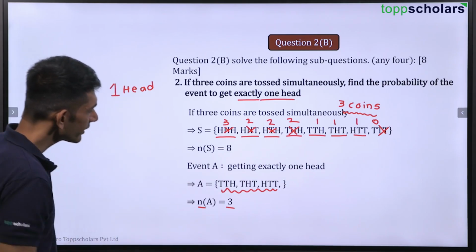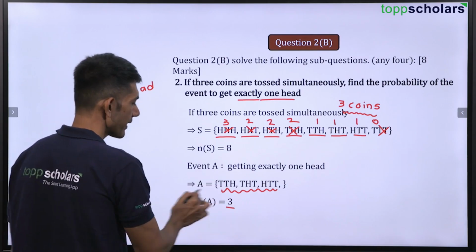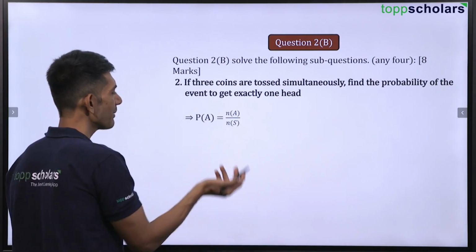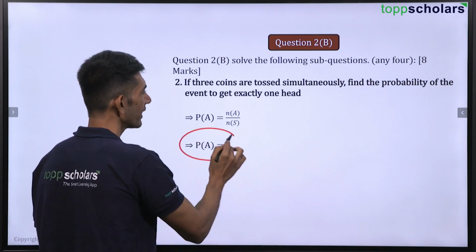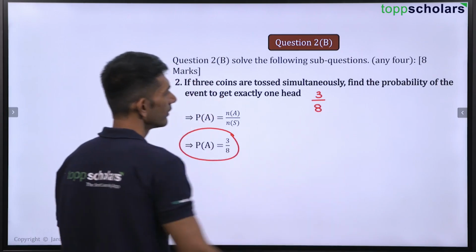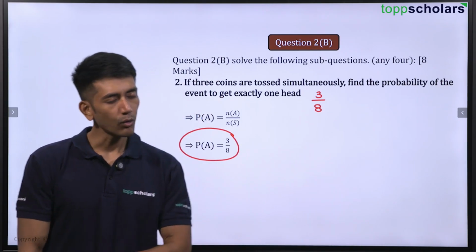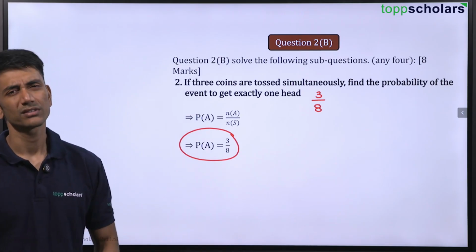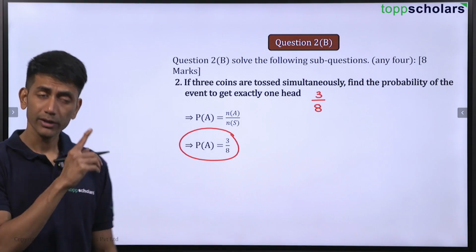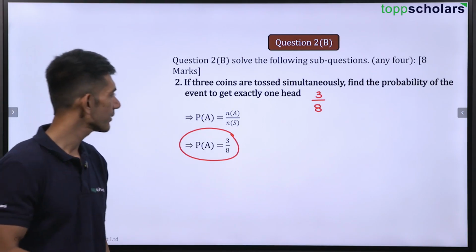Now if N of A is 3, what will be the probability of A? The probability of A will be N of A divided by N of S. Let us do that. 3 by 8. That's it. That is your final answer. Easy question, very easy, based on probability. From the probability chapter, you can always expect easy questions because such questions are very straightforward. There is no mathematical calculation there. And make sure that you do this chapter because it's very easy and straightforward, right?